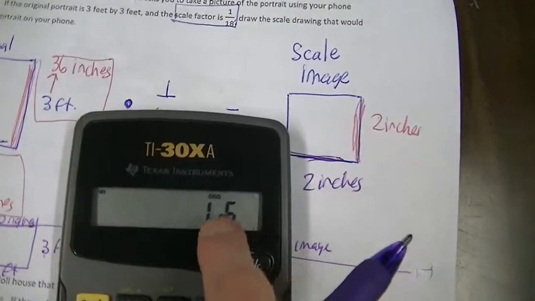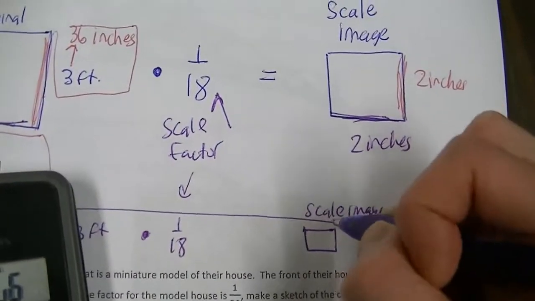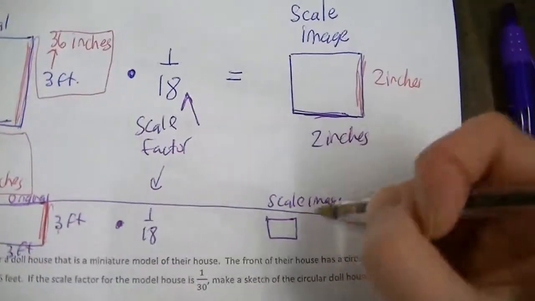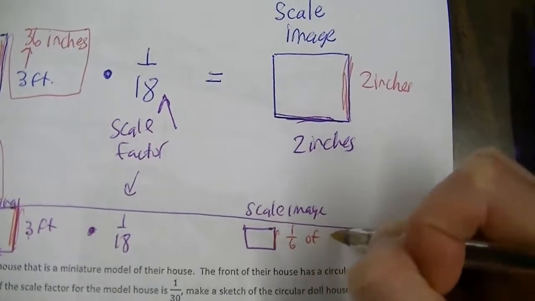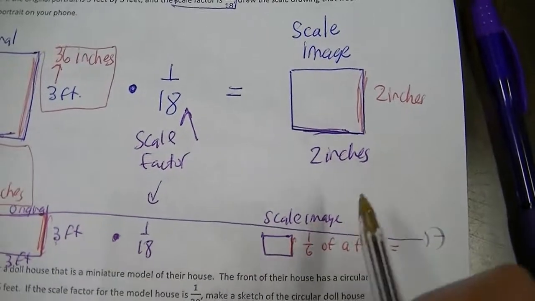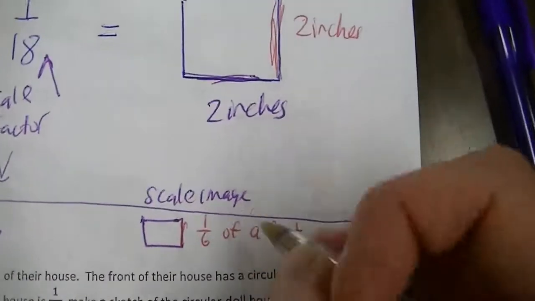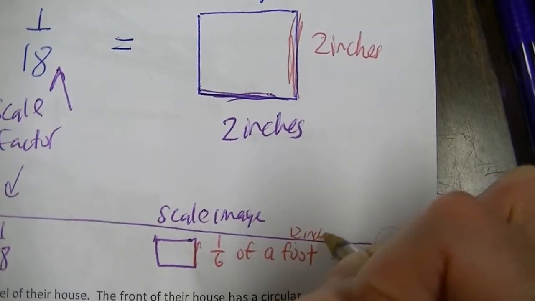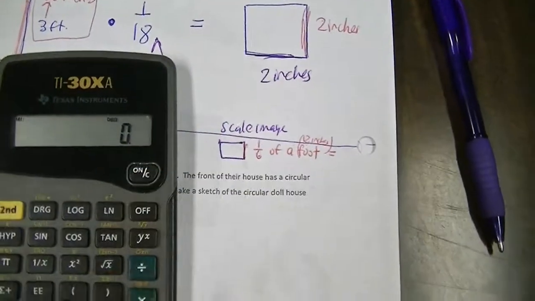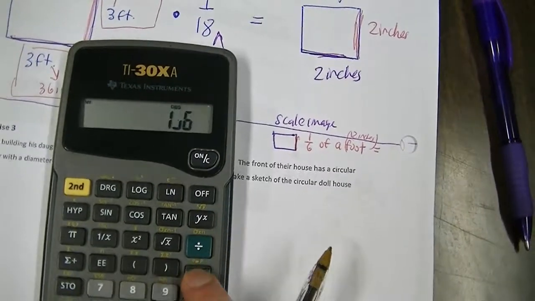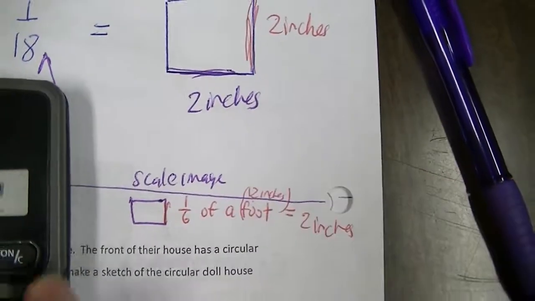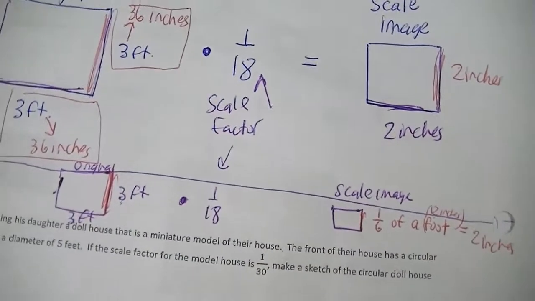You get 1/6. What this means is 1/6 of a foot. Okay, 1/6 of a foot will give you 2 inches. So watch how I go 1/6 times 12. 1/6 times 12 gives you 2 inches. Okay, you go ahead and do that for the other side.